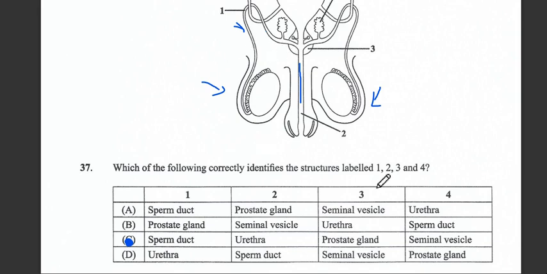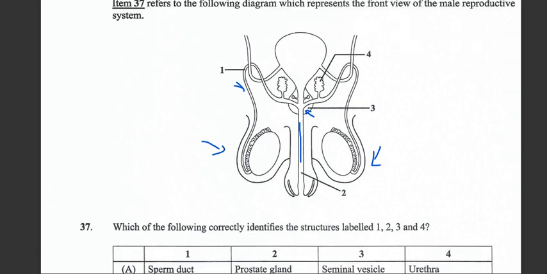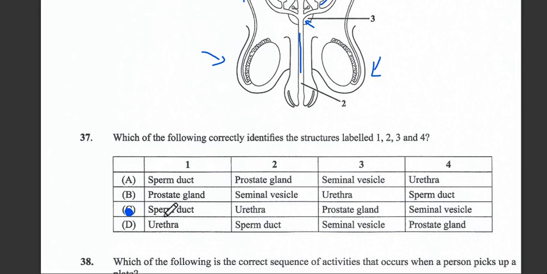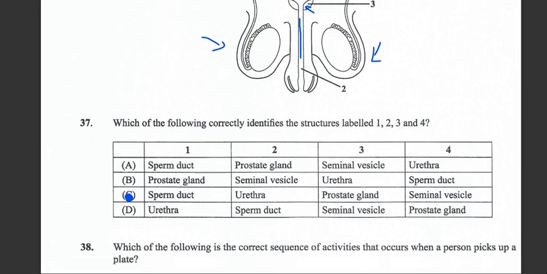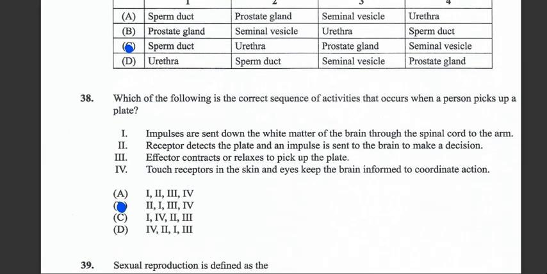Then we have now the prostate gland. So for number 3, we're talking about this gland here. So this would be the prostate gland. Then we have the seminal vesicle. So the seminal vesicle now would be here. Let me just go ahead and show you. So this thing right here is a seminal vesicle. So the best answer here for number 37 would be C. So we have the sperm duct, the urethra, the prostate gland, and the seminal vesicle, and the testicle.